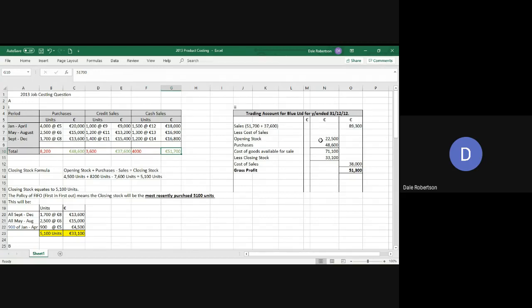Your opening stock is in the question, that's 4,500 units by, I think it's €5 in the question, indeed it is. And then your purchases are this 48,600 already worked out. And your closing stock is 33,100, which of course we worked so hard to get a moment ago. And you work all of that out to get your gross profit. And the gross profit is 51,300, and that is the answer to the trading account. Part A is a commonly asked part in job costing. We're going to look at part B.